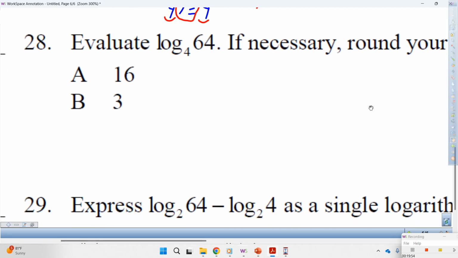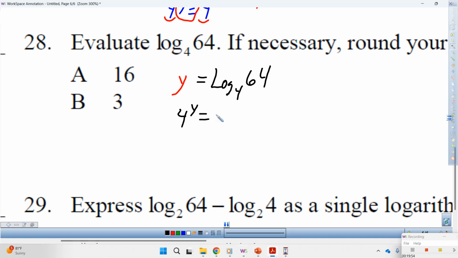Go to number 28. Very similar. Here we go. Set it equal to y. y equals log 4 of 64. Exponential: 4 to the y equals 64. Let's do the same base. 4 to the y equals 4 to the what gives me 64?